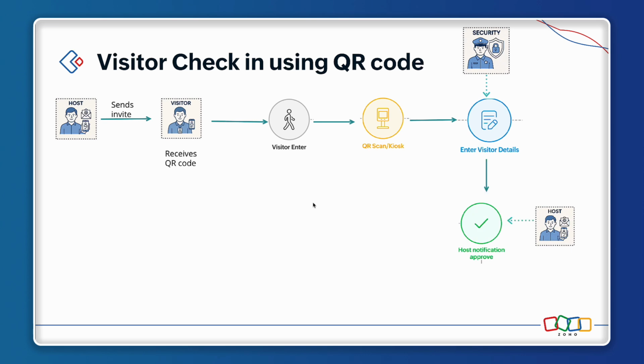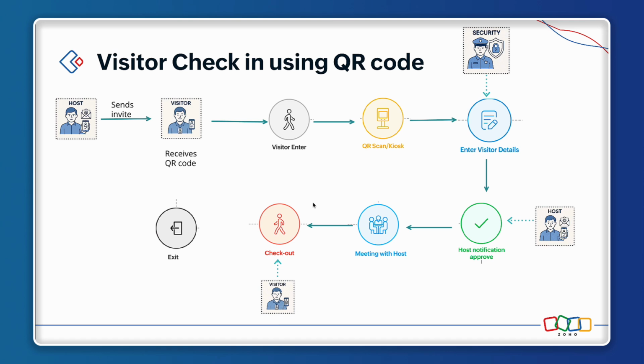The next step would be for the host to approve. Here the host would be the HR. Every time the candidate enters the premises, once the QR code is scanned by the security and all the visitor details are entered, the host would do the approval process, and then the candidate would have an interview or meeting with the host. Finally, the visitor would check out once the process is completed, and next comes the exit. So this is the first flow, right? This happens with approval.